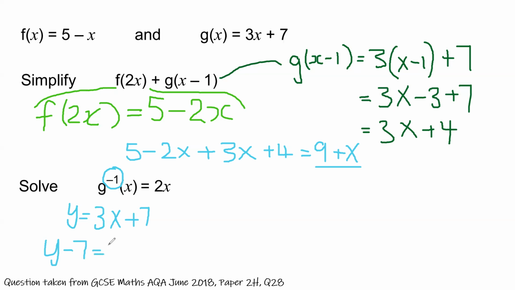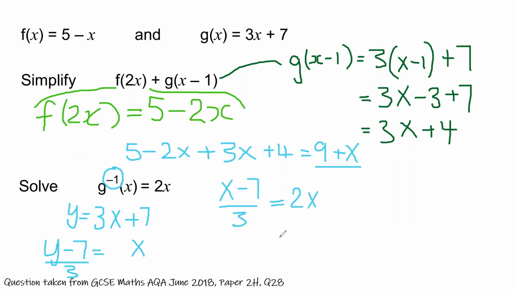So y subtract 7 is equal to 3x. And then we need to divide both sides by 3. So divide that side by 3, and I'm just going to cheat here and remove the 3 from that side. Okay, so we've now worked out what the inverse of g of x is. All we need to do is put the x in here. And we've been told that inverse g, or g to the minus 1 of x, is equal to 2x. So as I said, we're going to put the x back in here. So we've got x minus 7 over 3. And that's our inverse g, or g to the minus 1. And we know that that is equal to 2x.